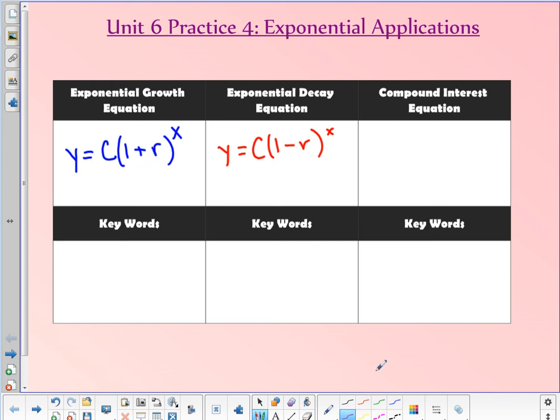And then compound interest is that balance equaling principal times 1 plus the rate divided by the number of times compounded per month, to the n times t power.